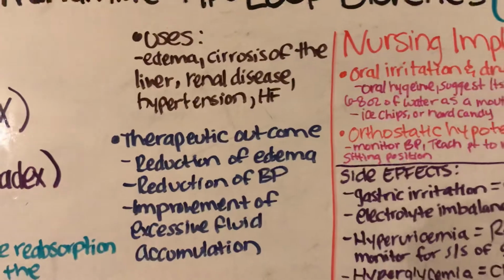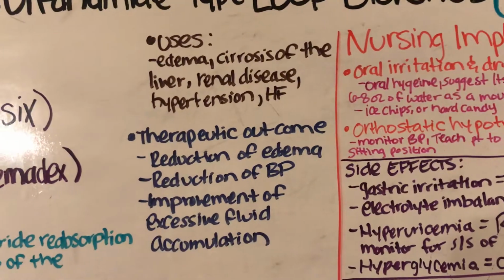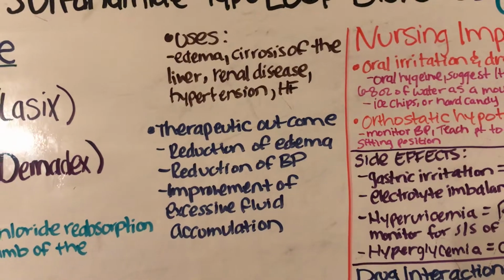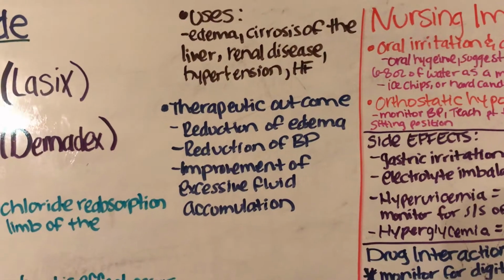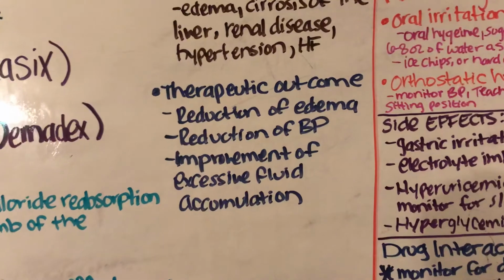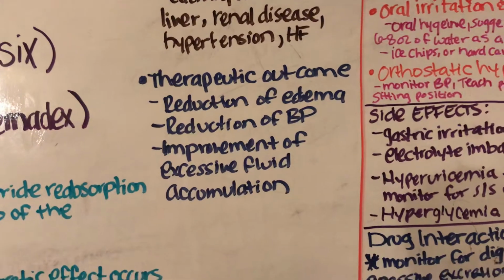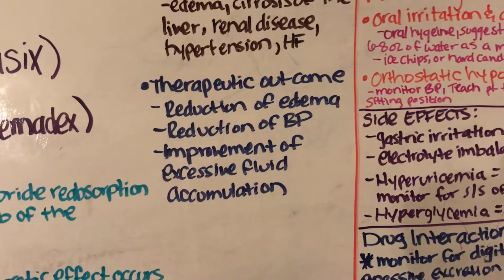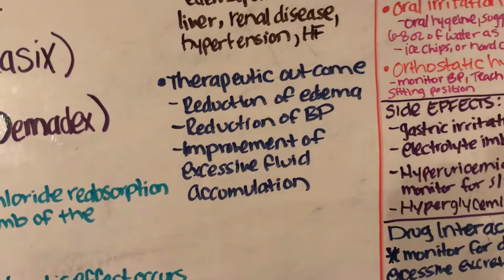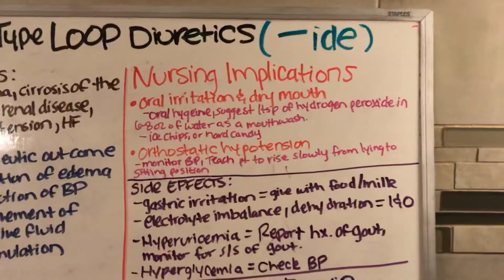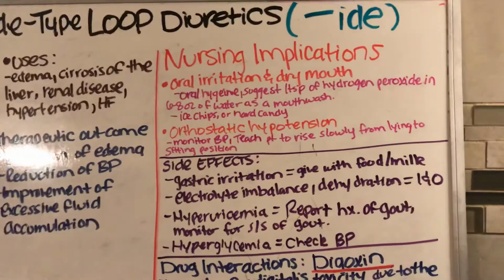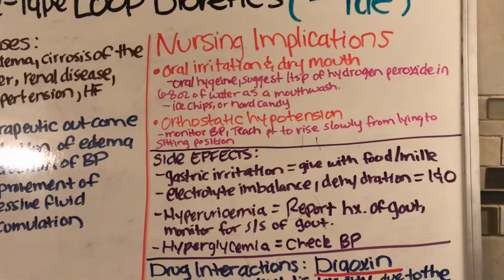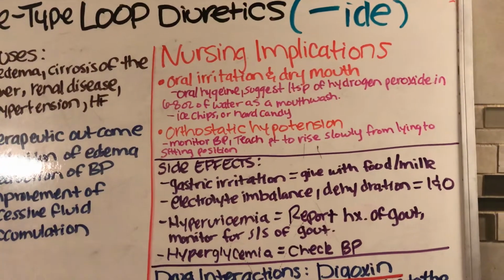Uses. So they're used for edema, cirrhosis of the liver, renal disease, hypertension, and heart failure. We know these drugs are effective when the therapeutic outcome is reduction of edema, reduction of blood pressure, and improvement of excessive fluid accumulation. So for your nursing implications, you want to assess for oral irritation and dry mouth, and you want to increase oral hygiene.